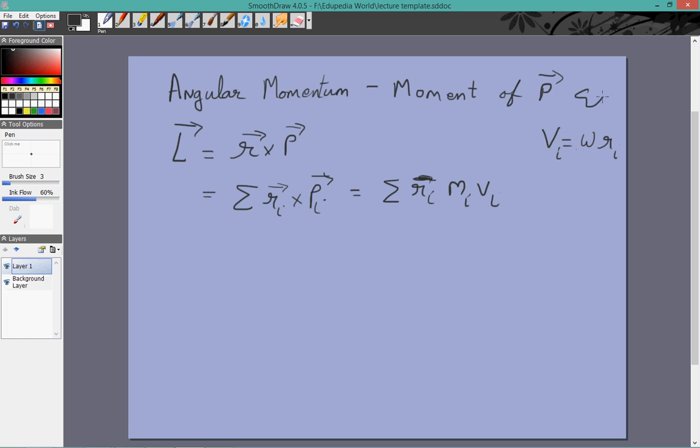For example, let's say we have a standard object which is moving about its center. The speed of each particle is different, r of each particle from the center is different, but omega is the same for each particle.